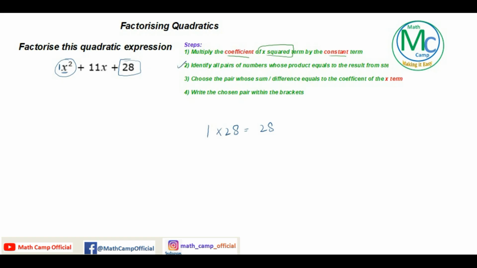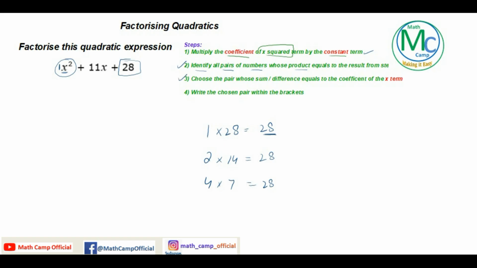Now the second step, we have to identify all pairs of numbers whose product equals the result from step number 1. So 2 times 14 is another factor pair, or multiplication pair, we can say, and third one is 4 times 7 equals 28. So we have these three multiplication or factor pairs of 28. So this is step 2 we have done.